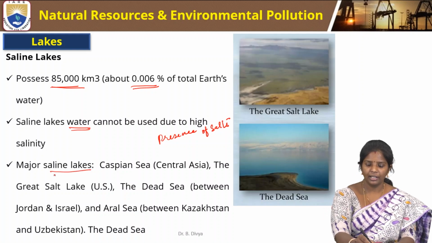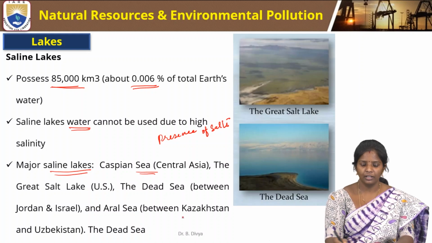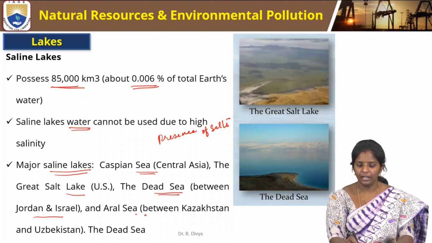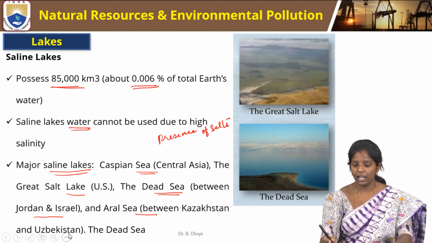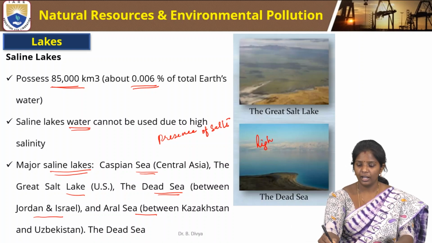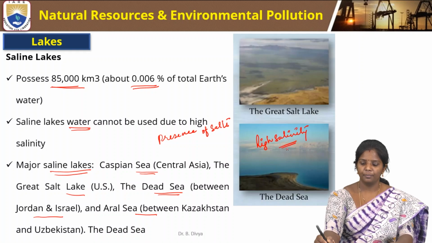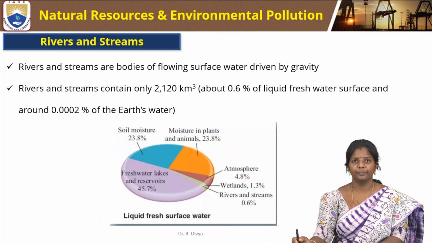The major saline lakes are the Caspian Sea in Central Asia, Great Salt Lake, the Dead Sea between Jordan and Israel, and the Aral Sea between Kazakhstan and Uzbekistan, and the Dead Sea. So these have high salinity, so they cannot be used for any purpose directly. They have to be desalinated before using.